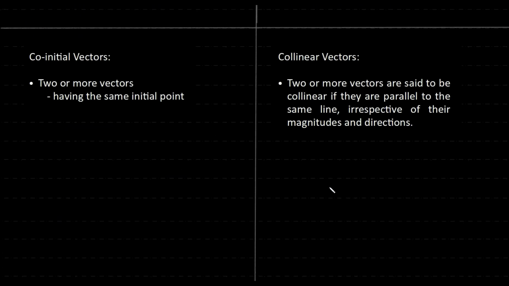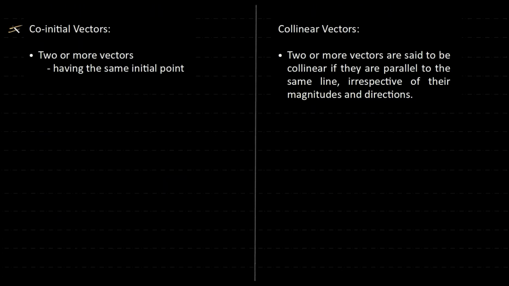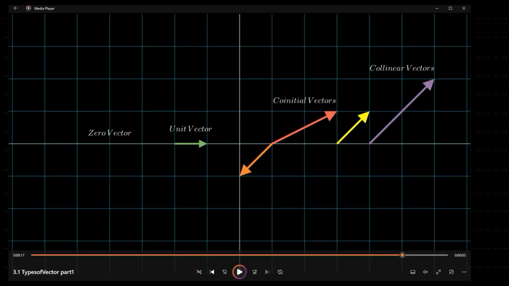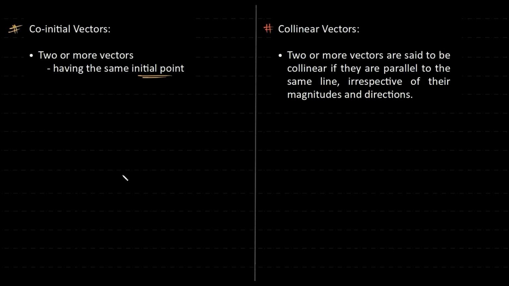Okay. Next, co-initial vectors. Co-initial means two vectors which start at the same point. There's the same initial point that you saw. It's a very clear-cut example. Collinear vectors. See what collinear is? Initial means starting, that's what initial means. Linear means what? Sameness regarding the line. Two or more vectors are said to be collinear if they are parallel to the same line, irrespective of their magnitude and direction. All this will not matter.